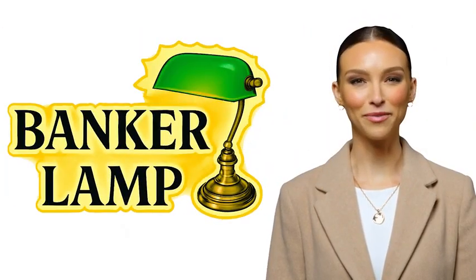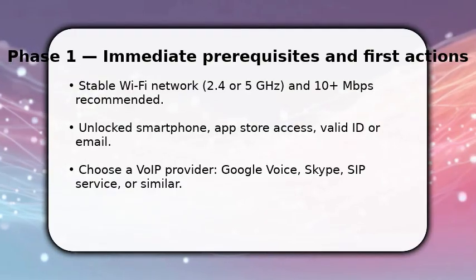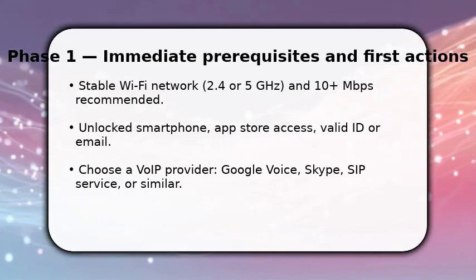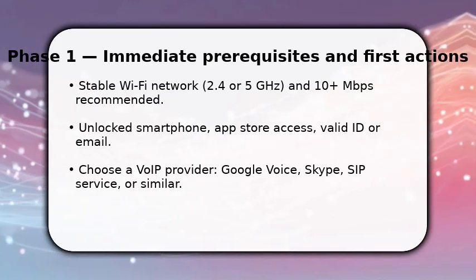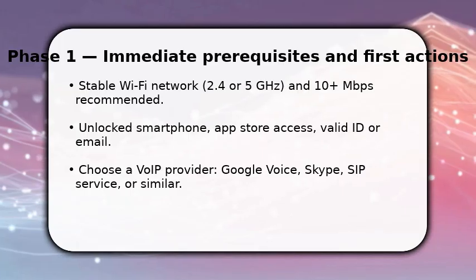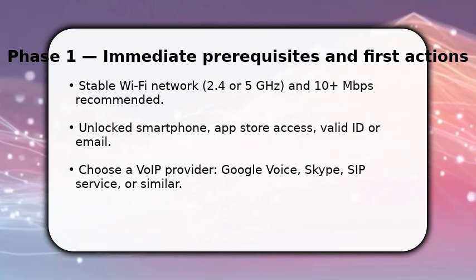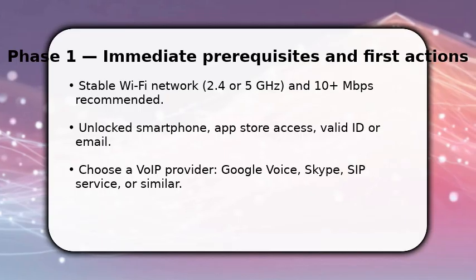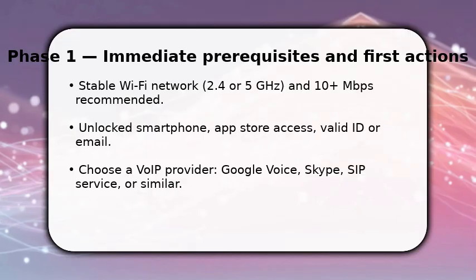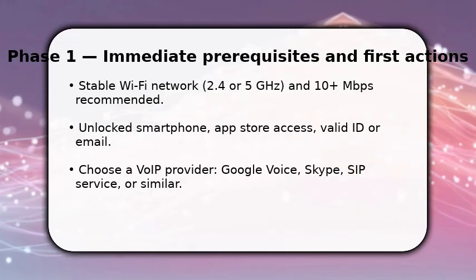Please enjoy the video. You begin by verifying essentials: a reliable Wi-Fi network and an unlocked phone. Once done, install your chosen VoIP app, Google Voice, Skype, or a SIP client. Make sure you have an account, email, and ID ready. You'll need them for verification. While installing, grant microphone and contacts permissions so calls and caller ID work.